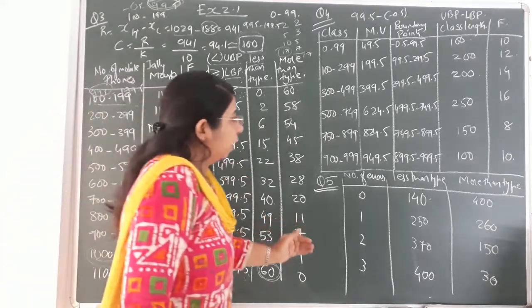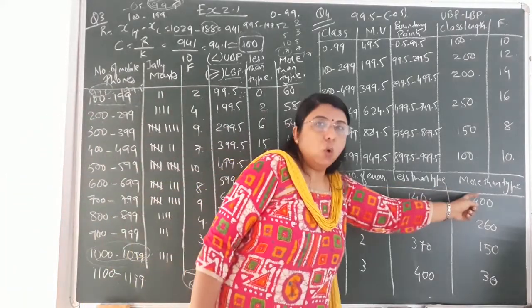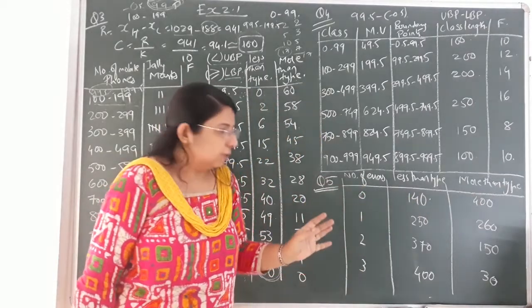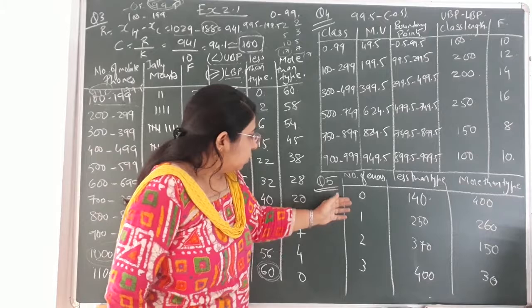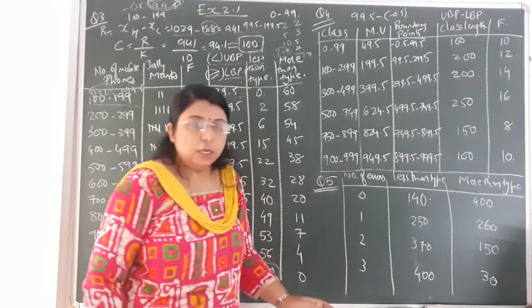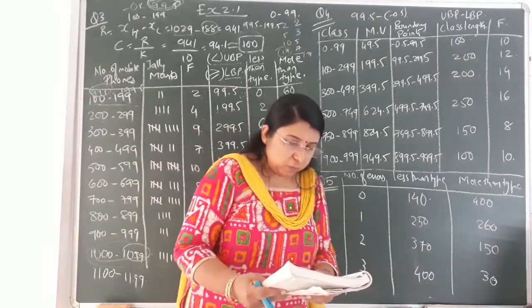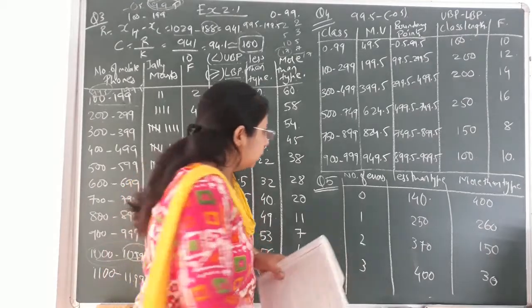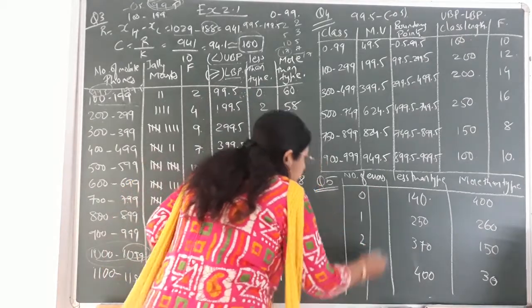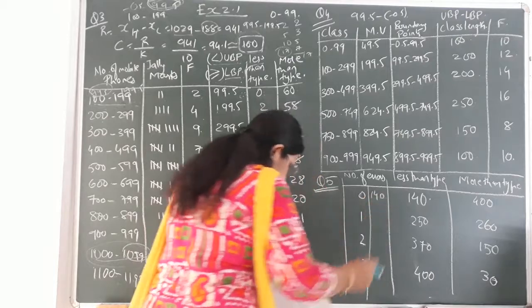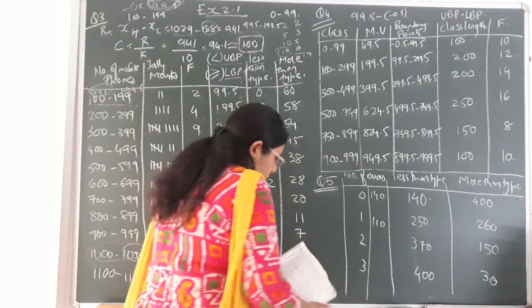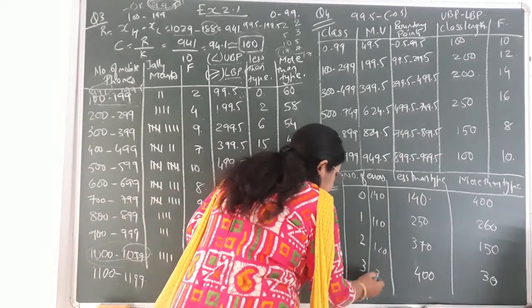Now we have to find the less than type and more than type in case of discrete frequency distribution. That is quite easy. Over here you can see I have written 0, 1, 2 and 3. Whatever data is given to you, that is 140, 110, 120 and 30. I am writing the data over here for easy understanding: 140, then 110, then 120 and 30.